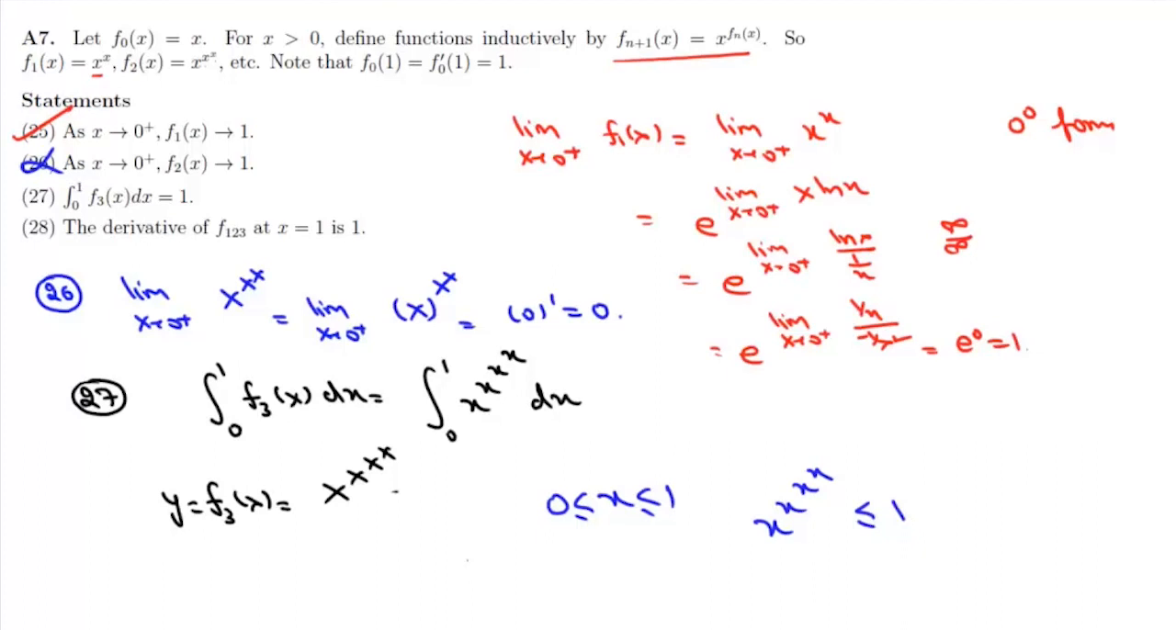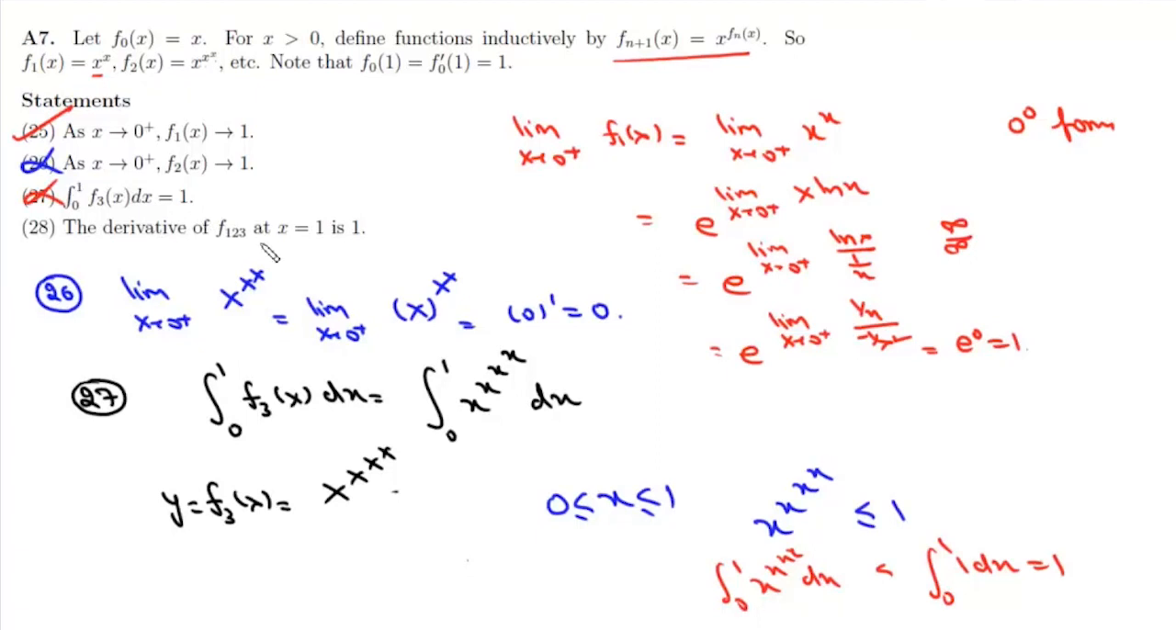Now if we take this integral from 0 to 1, x to the power x dx, it will be less than this integral from 0 to 1 of 1 dx, as this function is not a constant function. Now this is 1. So value of this integral is always less than 1 and not equal to 1. That means this statement 27 is also incorrect.